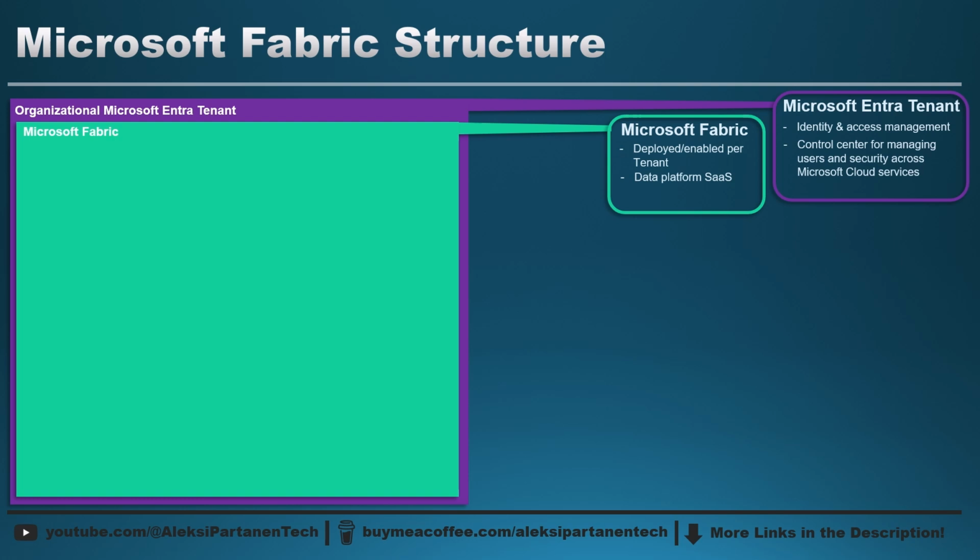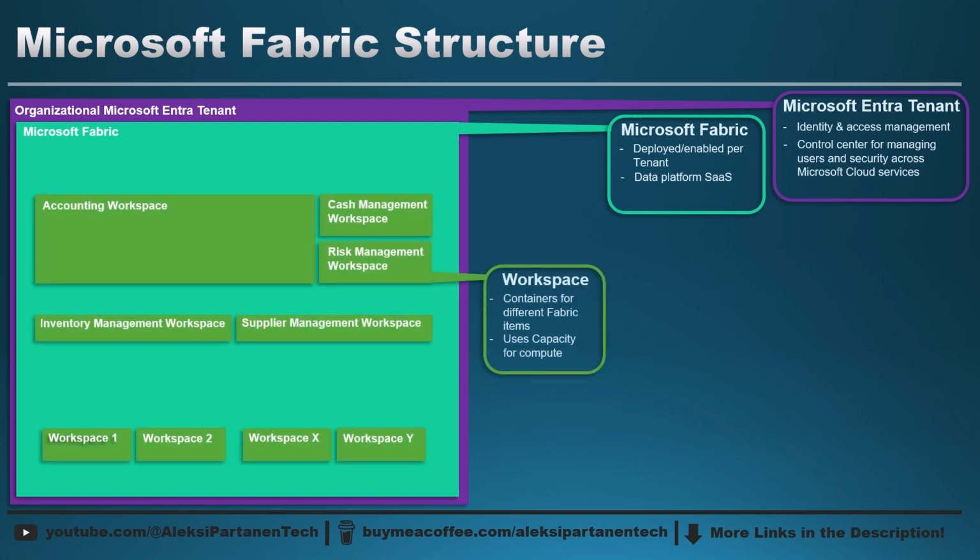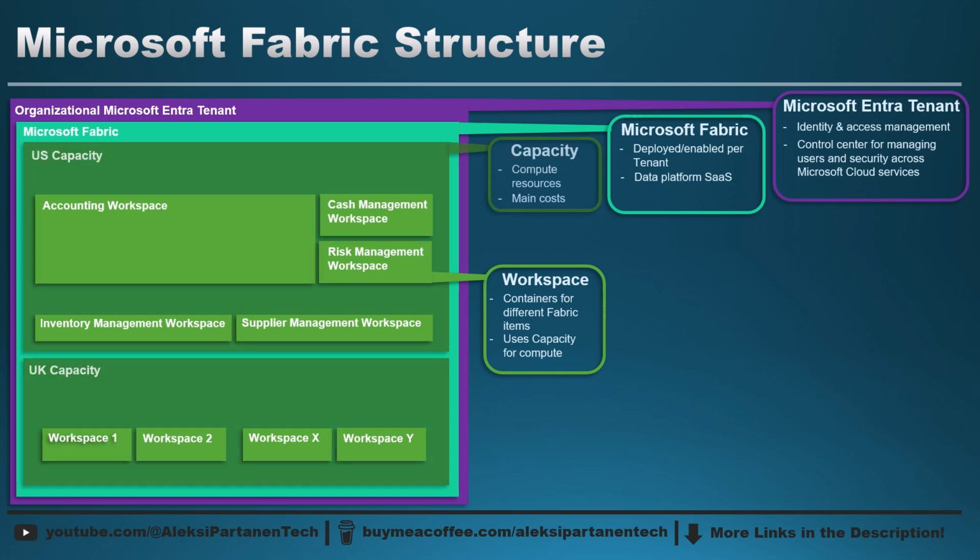Workspaces are where you build solutions. Every Fabric user gets a personal My Workspace, but you can also create shared workspaces for different teams like finance or supply chain. These workspaces are then linked to a capacity. To run anything in Fabric, you need capacity. Capacity means compute resources. It is what powers all the workspaces and data workloads. Bigger capacities mean more compute, but they also cost more. Capacity is the main cost driver in Fabric.